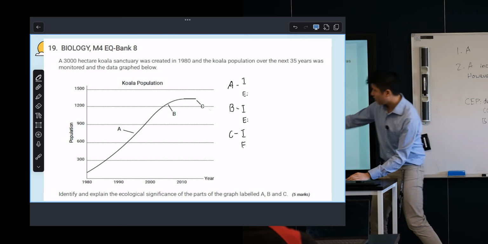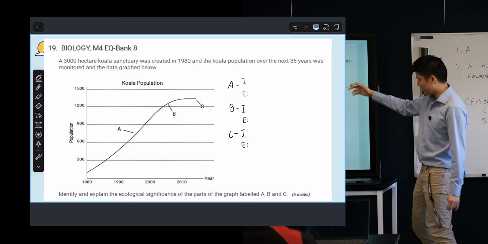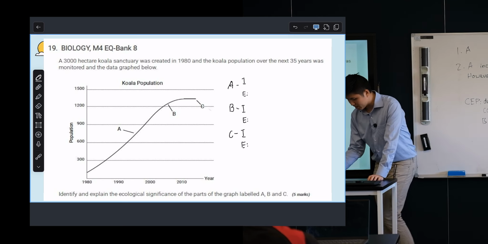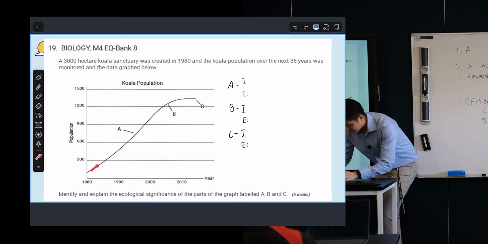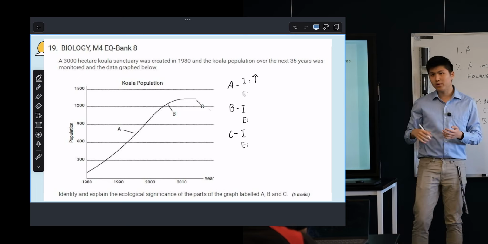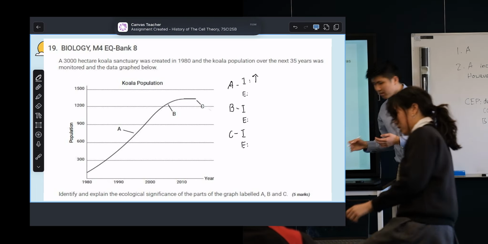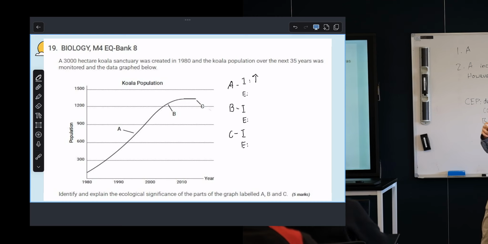Okay, now we've introduced some koalas into the population. Can someone tell me what's happening in this? Yeah, it's increasing. Okay. Yep, it's just going up, right? So increasing. Can someone tell me why it's increasing?